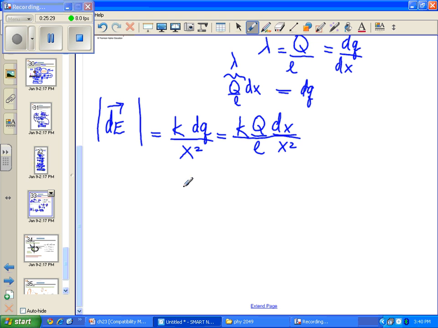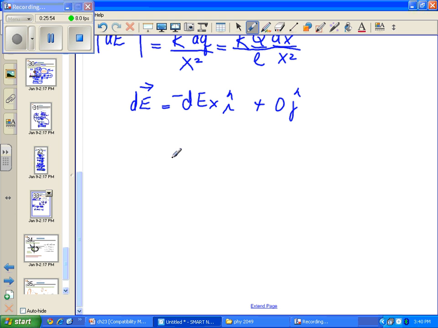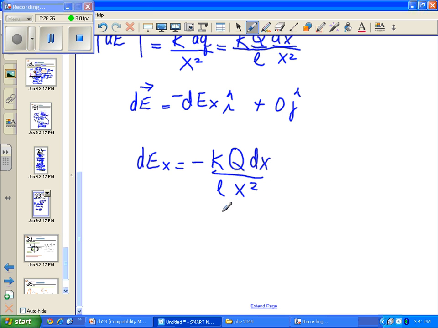All right, so now I am ready to look at the components of dE. Well, dE is going to have only an x component, and it will be negative since it points in the negative x direction. It will have no y component, so I don't even need to worry about j hat. So now my task is to determine dEx, and then I'll know that dE is the negative of that value. Well, let's see. Because dE lies entirely along the x-axis in the negative x direction, then dEx is negative. It's entirely the magnitude of the vector, kQ dx over L times x squared.